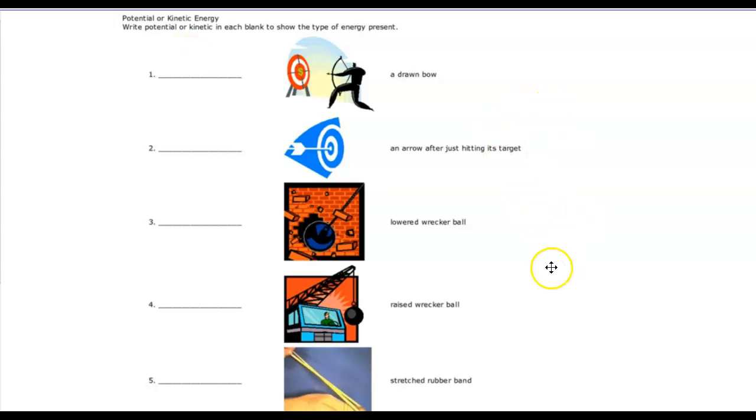In your packet, try to label each of these as either potential or kinetic, and you can argue for different answers depending on what you're seeing in those pictures. Go ahead, pause the video, take a look, and see what you get.